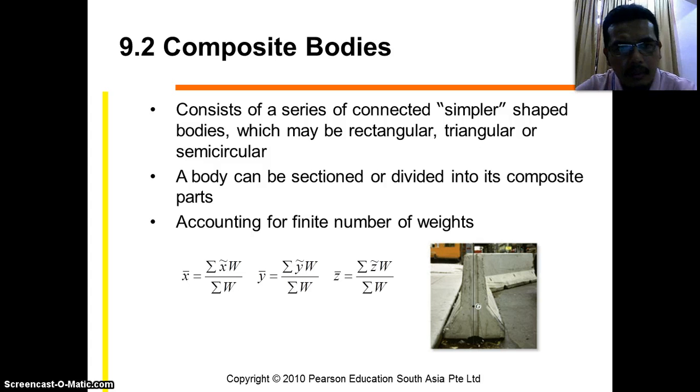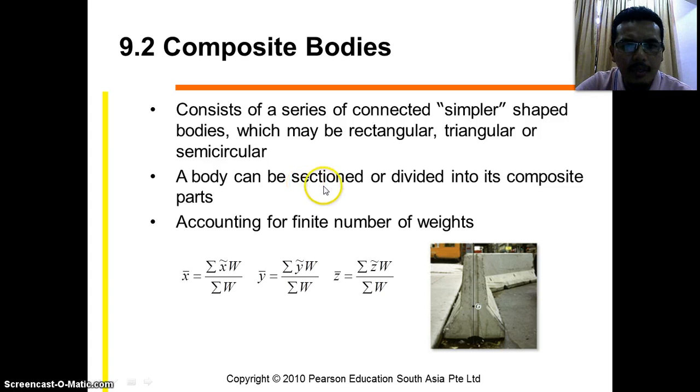Good day to everybody. So now we continue our chapter on the centroid and center of gravity. Our next topic is the composite body. What do we mean by composite? Composite means it consists of a series of connected simpler shaped bodies, which may be rectangular, triangular, and/or semicircular. They consist of a series of parts that are connected together.